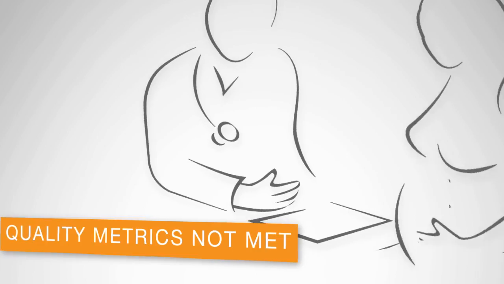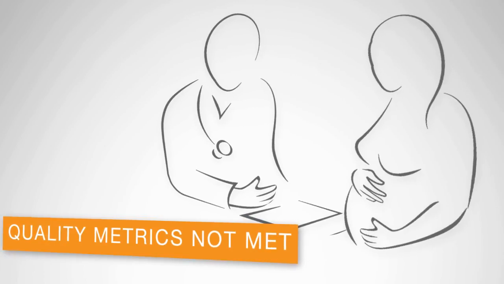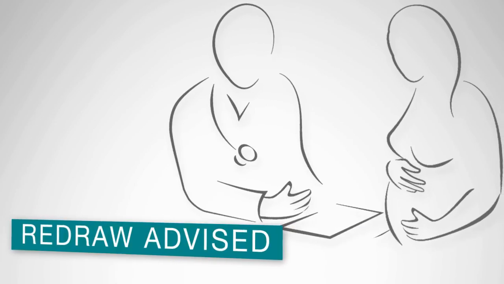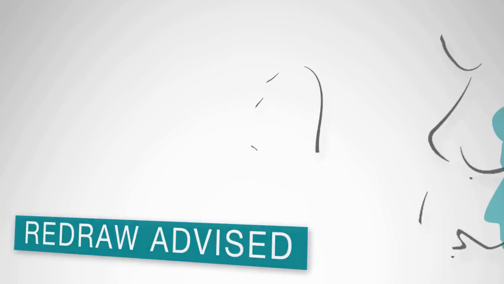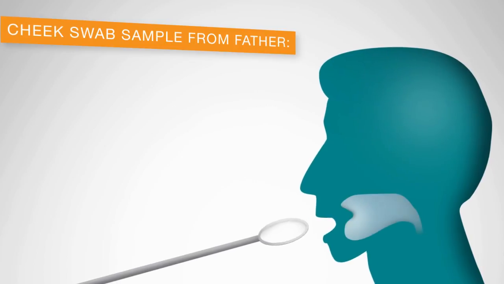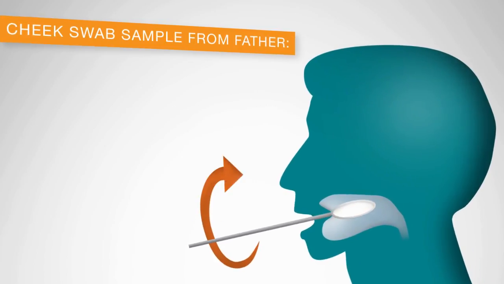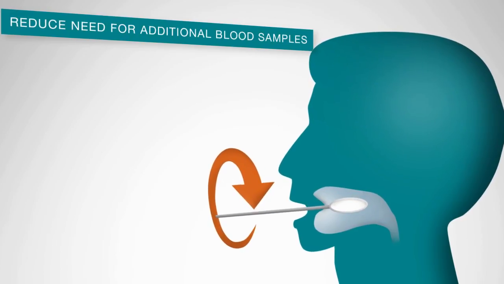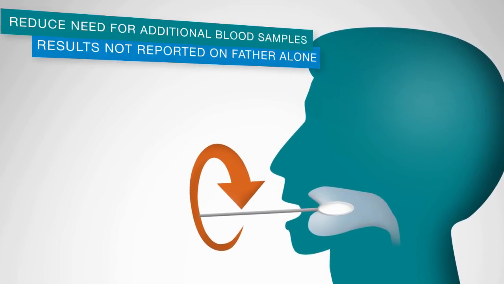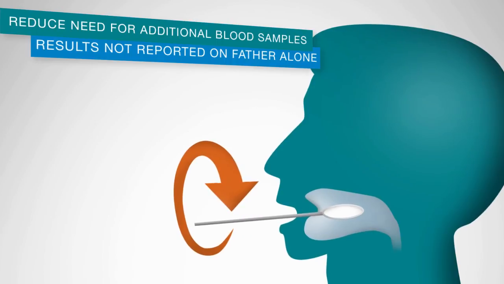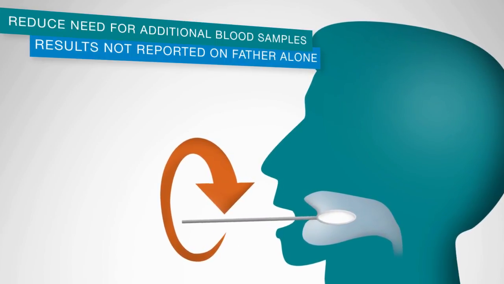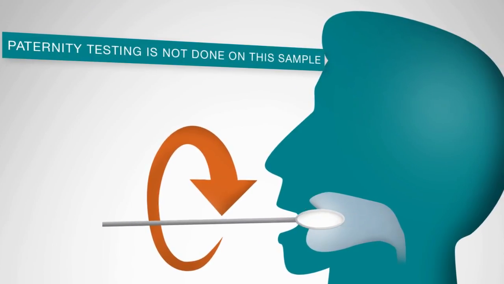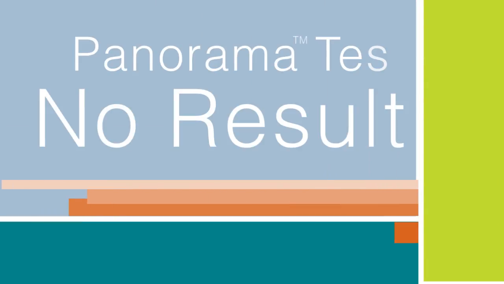This new sample will allow us to get a better idea of whether or not all of the quality metrics are in place in order to report out an accurate result for you and the baby. You may be asked to contribute a cheek swab sample from the father of the baby. This is optional, but can help reduce the chance of needing additional blood samples from the mother to obtain results. We will not be reporting any genetic results on his sample alone, but only use it to help interpret the baby's DNA. Paternity testing will not be done on this sample.